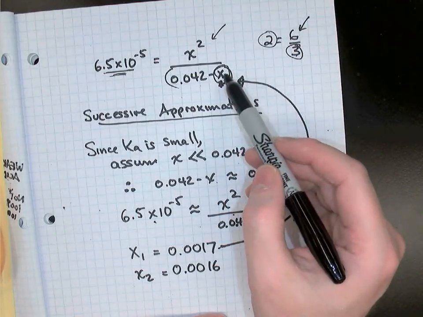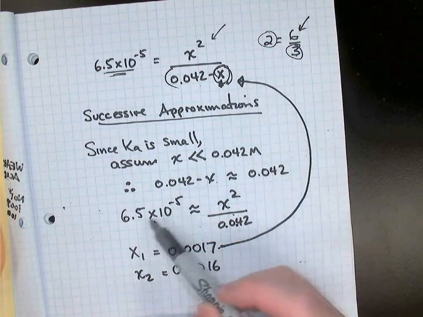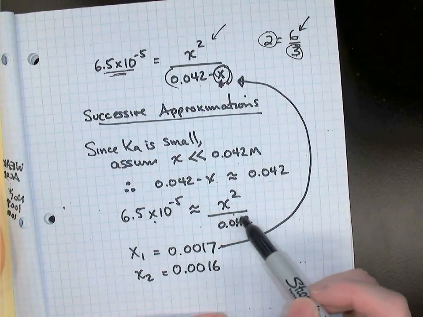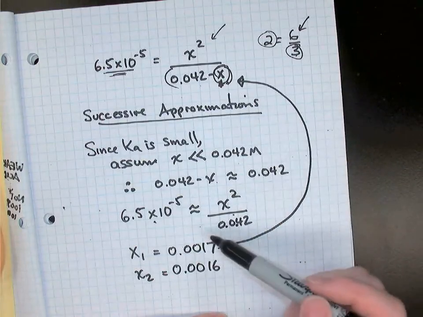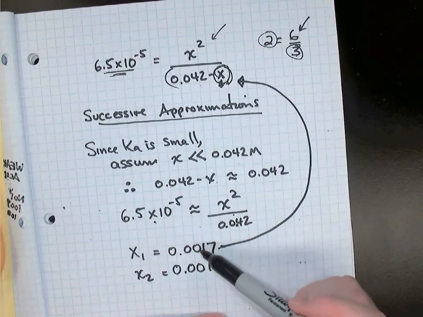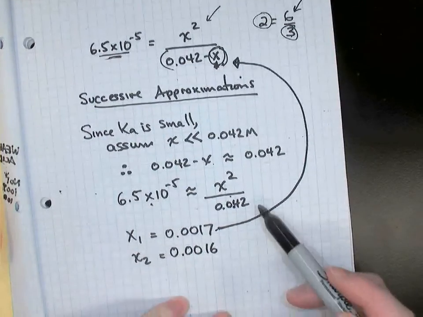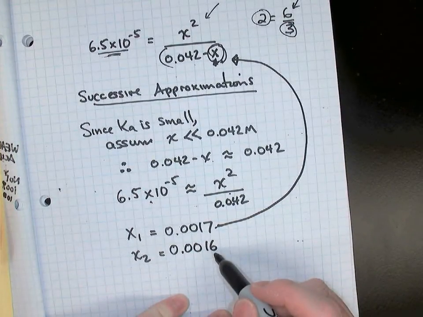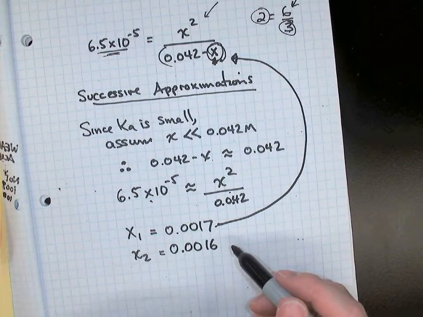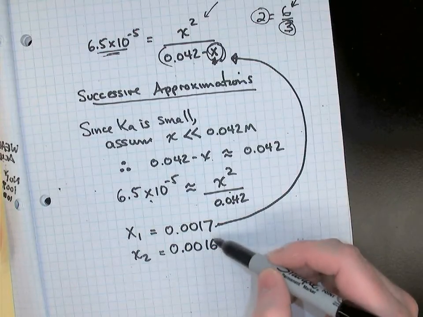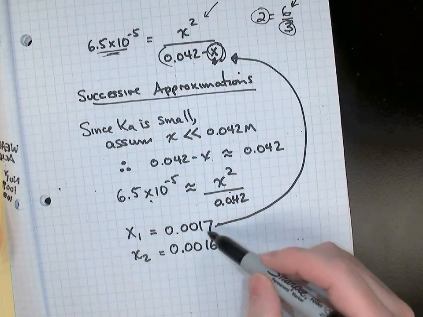So just one more time, we took the first answer, we put it into the denominator in the original equation because we had ignored this x. That left us with an equation that said 6.5 times 10 to the minus 5 equals x squared over 0.042, take away 0.0017. We solved that equation in the same way we did this one, by multiplying the denominator by Ka and then square rooting. We got a second approximation. Now notice our second approximation is very similar to the first. In fact, I would be tempted at this point to just stop approximating because the answer is so close. It changed by 1 in the last decimal, 0.0016 instead of 0.0017.